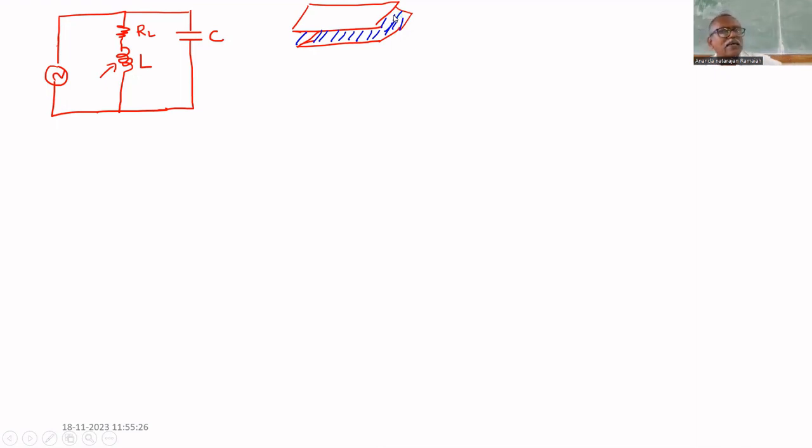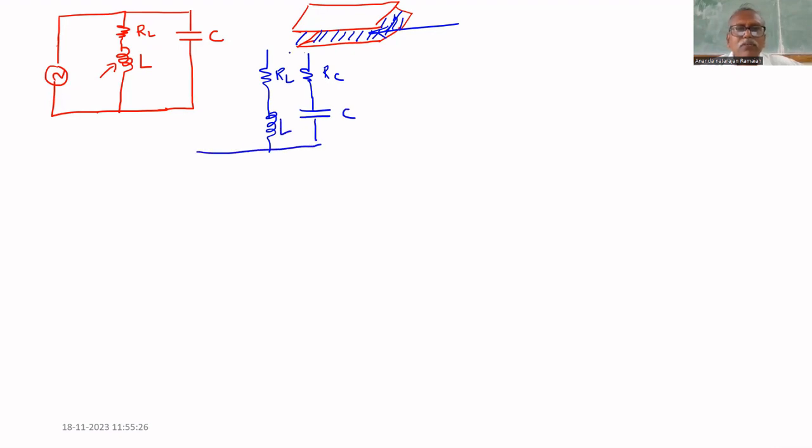So two conducting surfaces separated by a dielectric medium is called a capacitor. Dielectric means insulator. Here, we think of the dielectric medium as an ideal insulator, but it is not so. It has some resistance. Then the practical circuit will be like this, with RC, RL, capacitor and inductor.